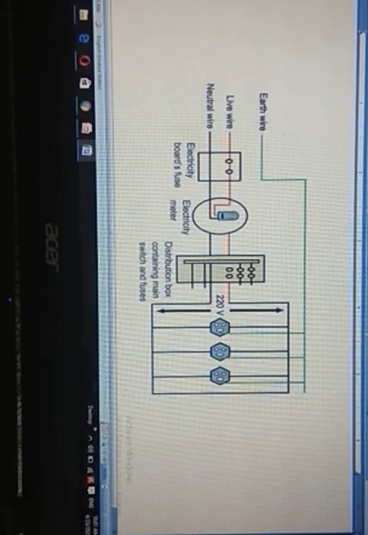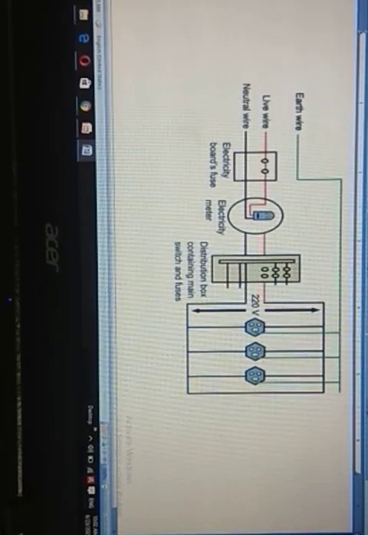Here you can see how the electric wires are connected to each other. Earth wire is there, live wire is there, neutral wire is there. The earth wire is insulated with a green plastic coating, whereas the live wire is coated with red and the neutral wire with a black insulated plastic. These are connected with the electricity board fuse, electricity meter board, and then the distribution box containing the main switches and the fuse in our homes. The potential difference among each other is 220 volt.